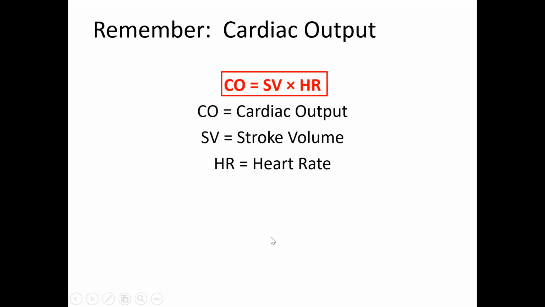So that was heart rate, right? The influences of the autonomic nervous system, both sympathetic and parasympathetic, and a few hormones on our heart rate. Going back to our initial equation here, we also want to think about the other factor that influences cardiac output, which is stroke volume. So now we'll talk about stroke volume factors.